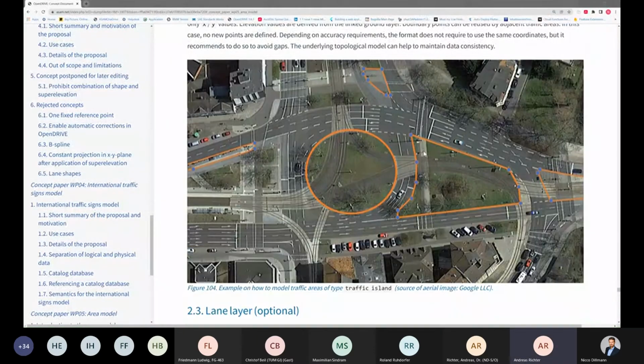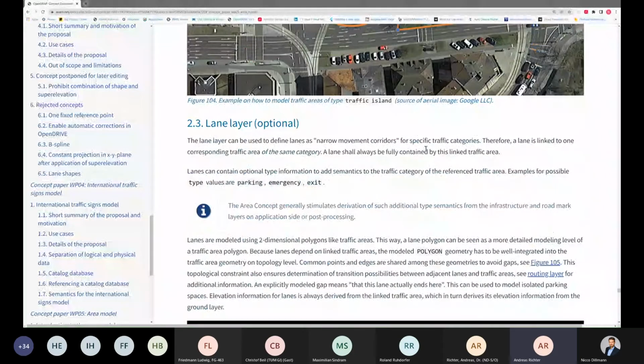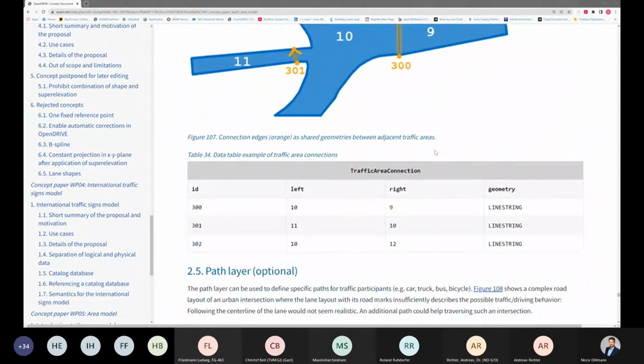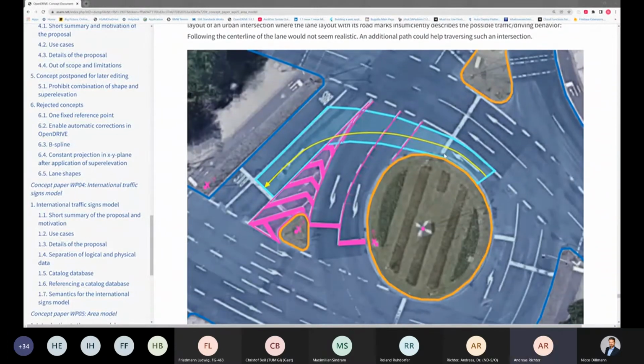These are just examples of how this layering approach would work. Continue. I know which one you mean. This one. Yes, exactly this one.